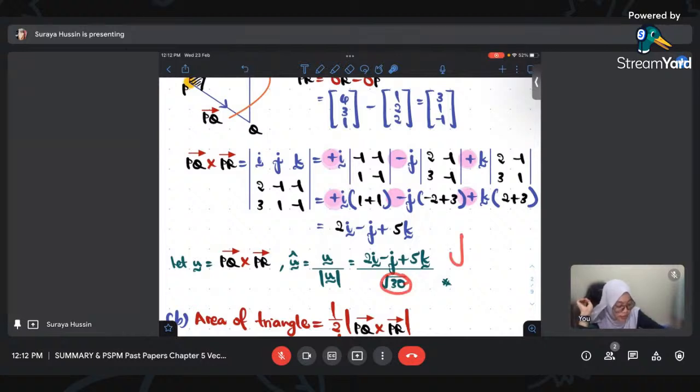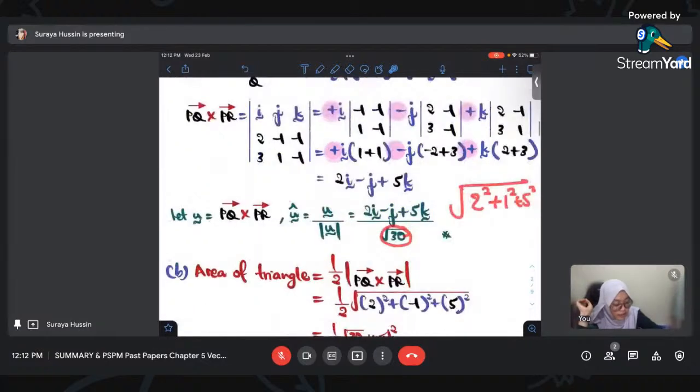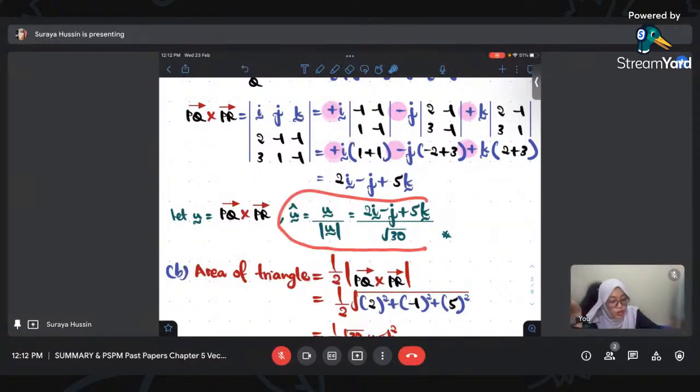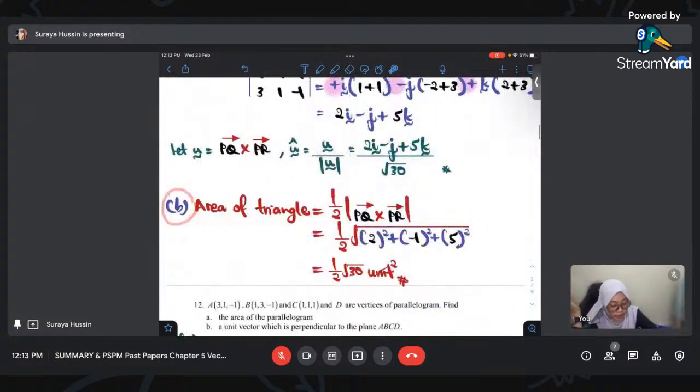Magnitude ni senang je. Magnitude ni 2 squared plus -1 squared plus 5 squared. Kiralah sendiri. Magnitude senang, boleh terus tulis. Jawapannya adalah square root 30. Biar je lah. So this is your unit vector of PQ cross PR. Alright? Okay, so now untuk soalan B, find the area of the triangle.